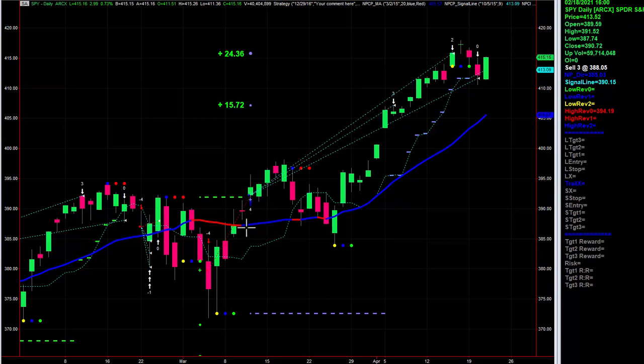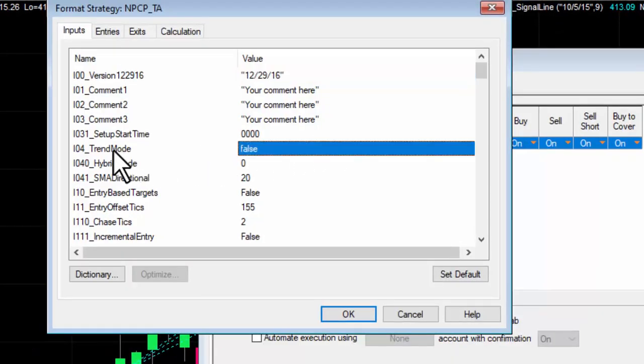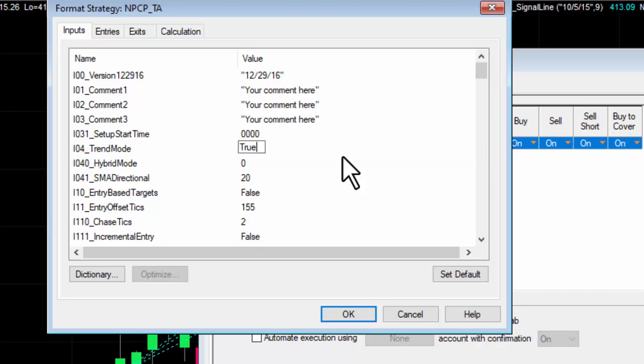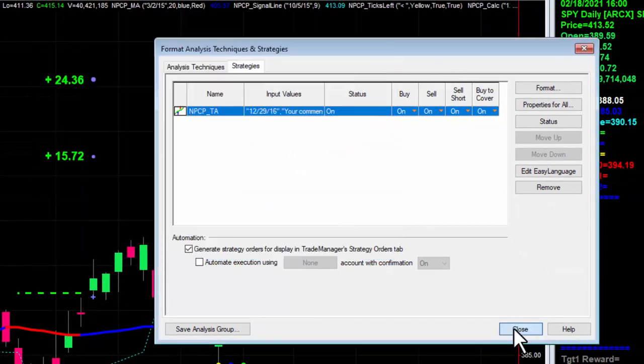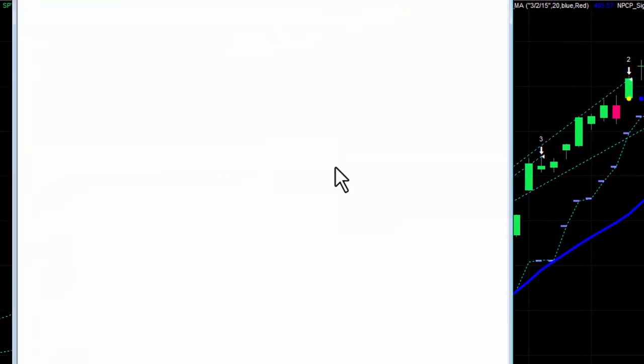With the full Counterpunch Trader, we could tell the strategy to do that for us. It's really simple. We open up the strategy and we go to trend mode, which is false because it's in standard mode. Now we're going to turn it to true, which will put it into trend mode. And then we'll compare the results. So let's take a look at the performance report.